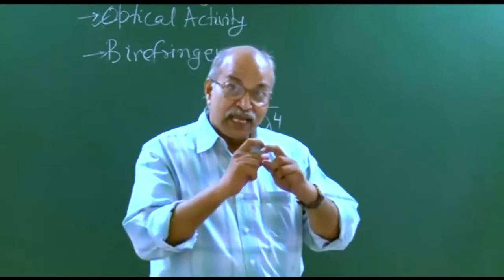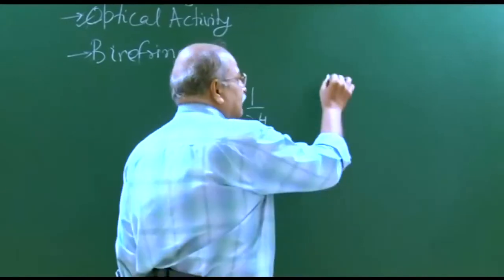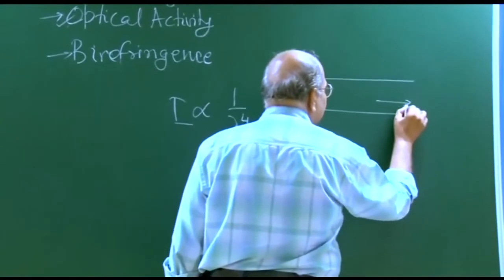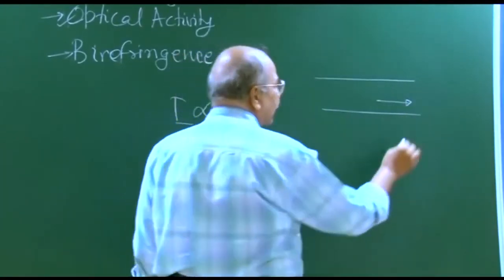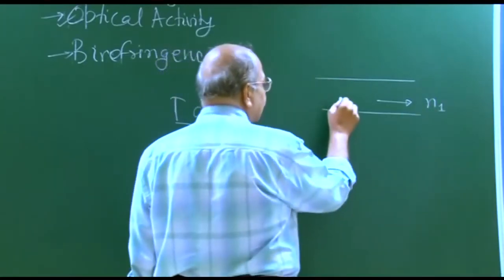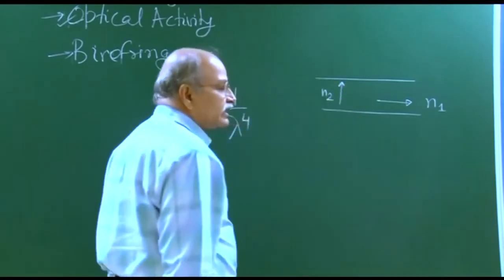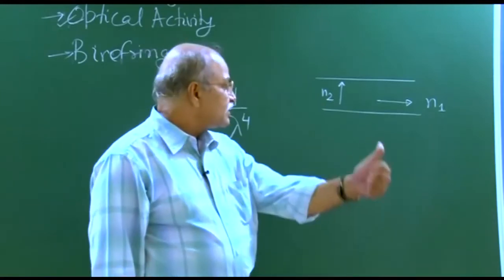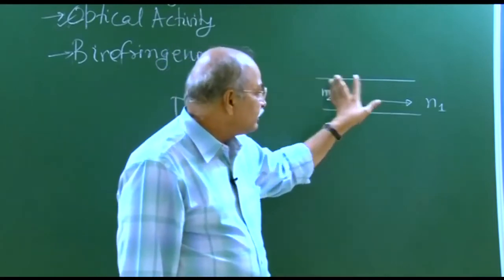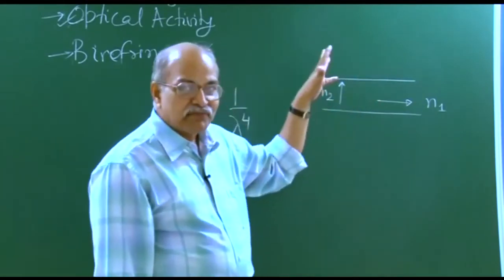That is because the tape is a birefringent material. If the electric field is along the length of this tape, the refractive index is different, the speed of light is different, and if the electric field is along the width of the tape, the refractive index is different. Light is going perpendicular to the surface of the tape, so electric field will be in this plane, but then the electric field can be this way or at some angle.